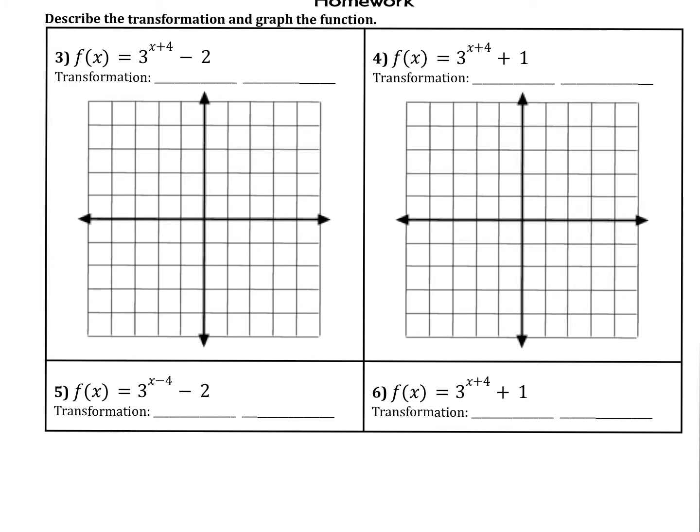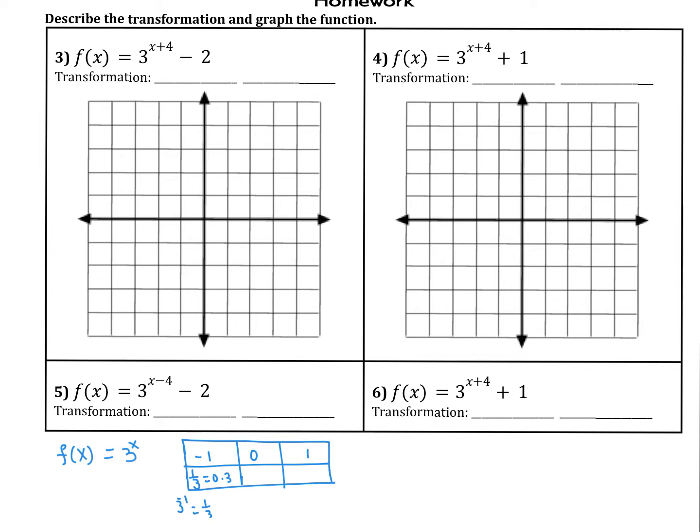So 6.4, the homework section, question number 3, we're going to make a parent function f(x) equals 3 to the power x. I'm going to make a quick table. Quick table means I'm going to use only 3 values for x, and those values are -1, 0, and 1. So 3 to the power -1 means 1 over 3. So 1 over 3, that is 0.3.